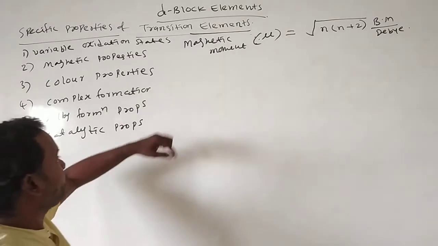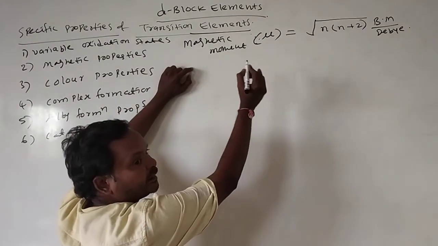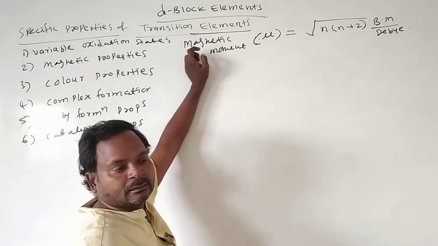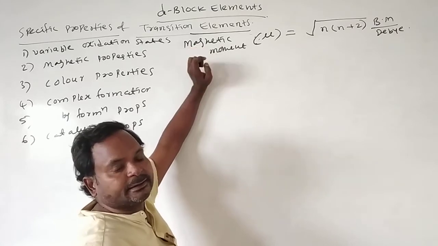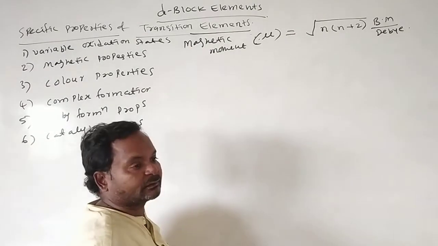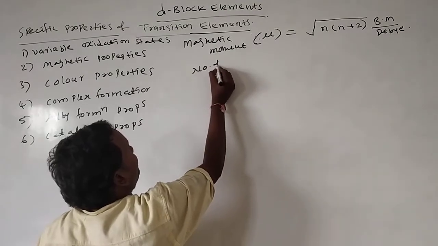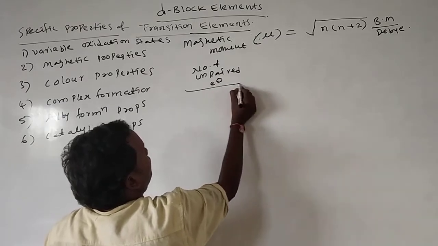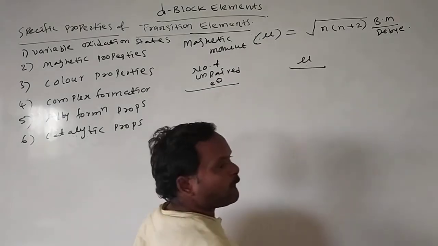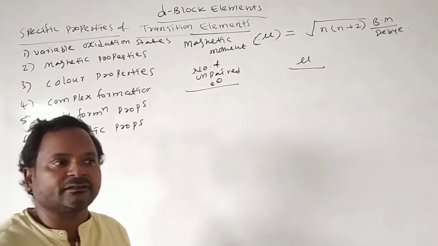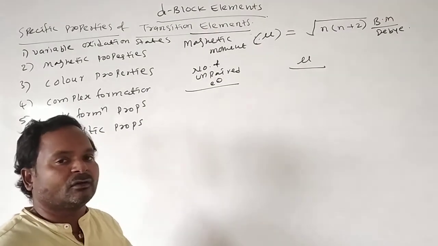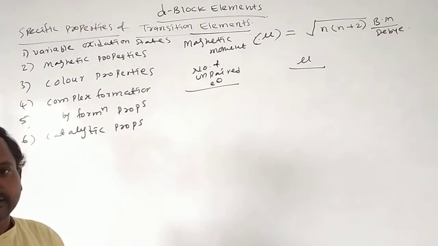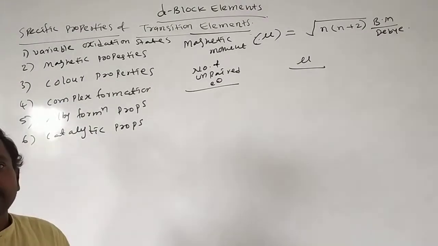Here the magnetic moment of an element depends on the number of unpaired electrons. Here I am taking the number of unpaired electrons, and here I am taking the mu value. From the examination point of view, NEET or JEE, they may ask what is the magnetic moment of a particular element or ion. We'll see the magnetic moment values.